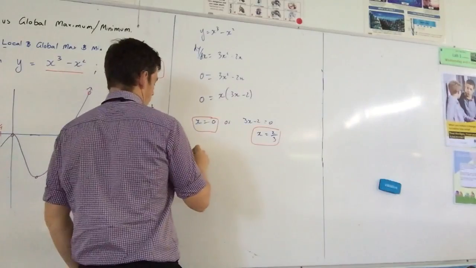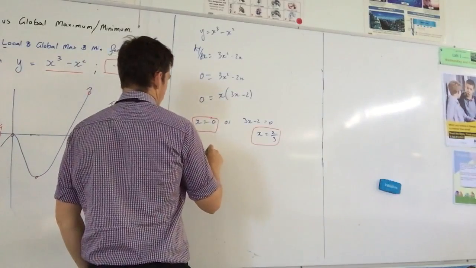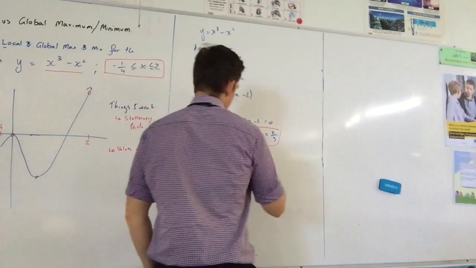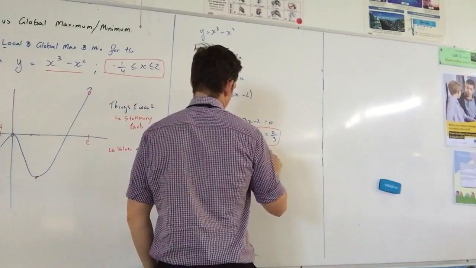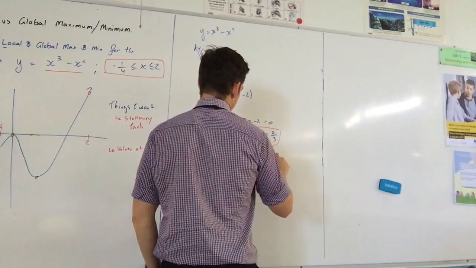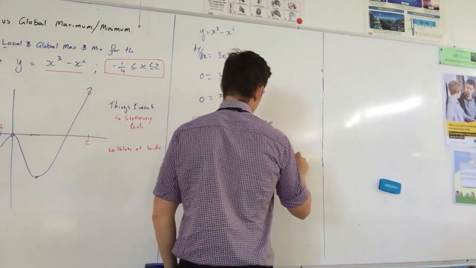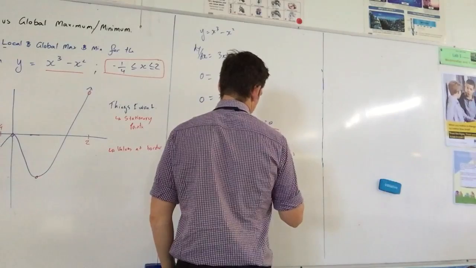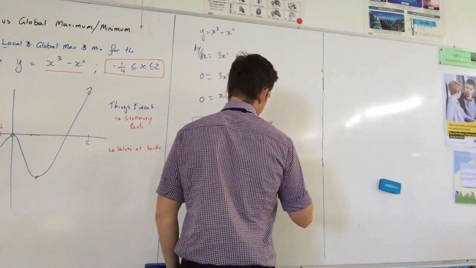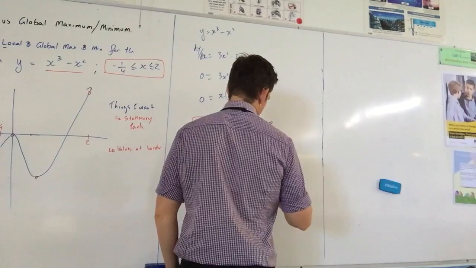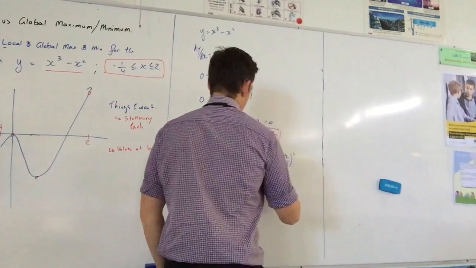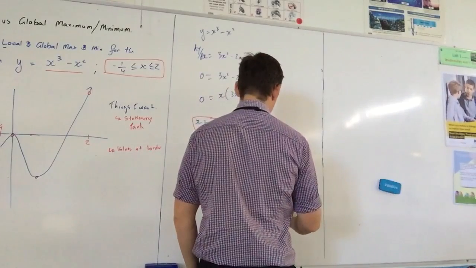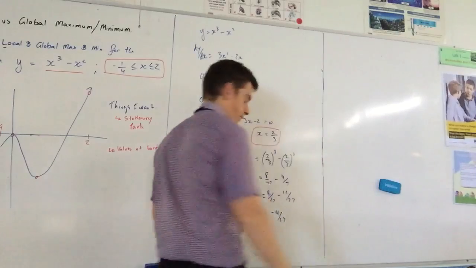I want y equals 0 cubed minus 0 squared, which equals 0. And for this one, I want y equals 2 over 3 cubed minus 2 over 3 squared, and I get 8 over 27 minus 4 over 9, which equals 8 over 27 minus 12 over 27, which equals negative 4 over 27.